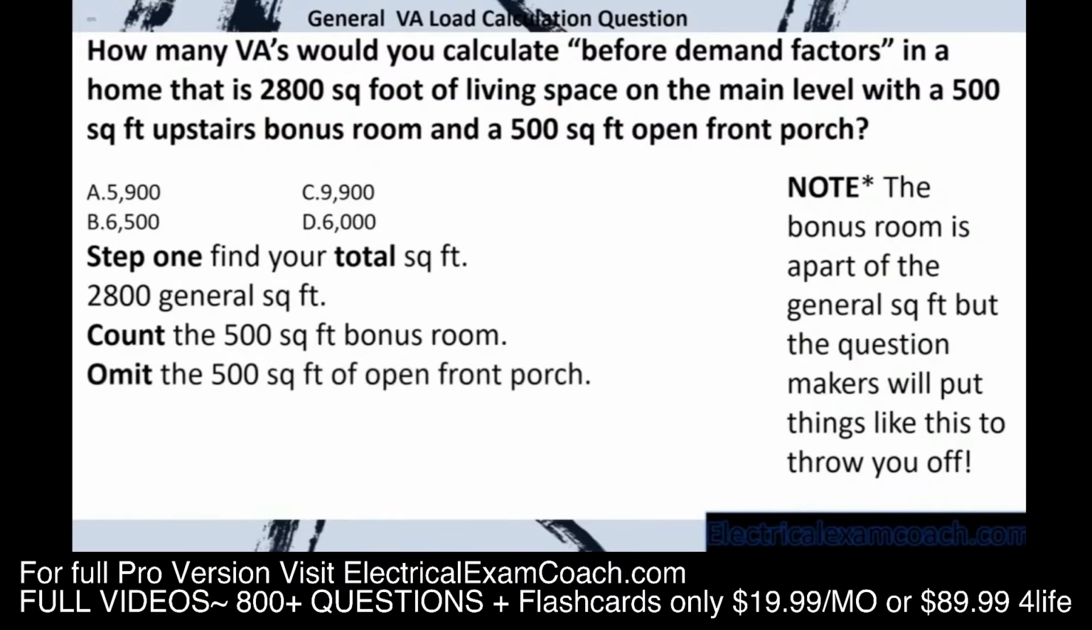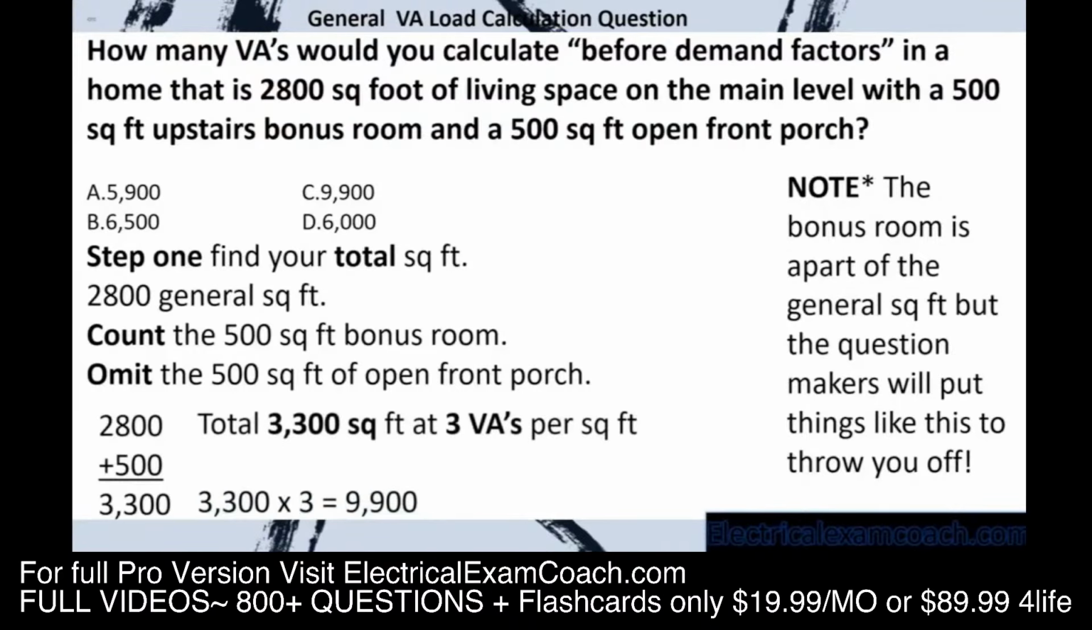Then we are going to omit the open front porch. We total all this up and we get 3,300. Now we take our square feet multiplied by 3 VAs per square foot, and we're going to select C.